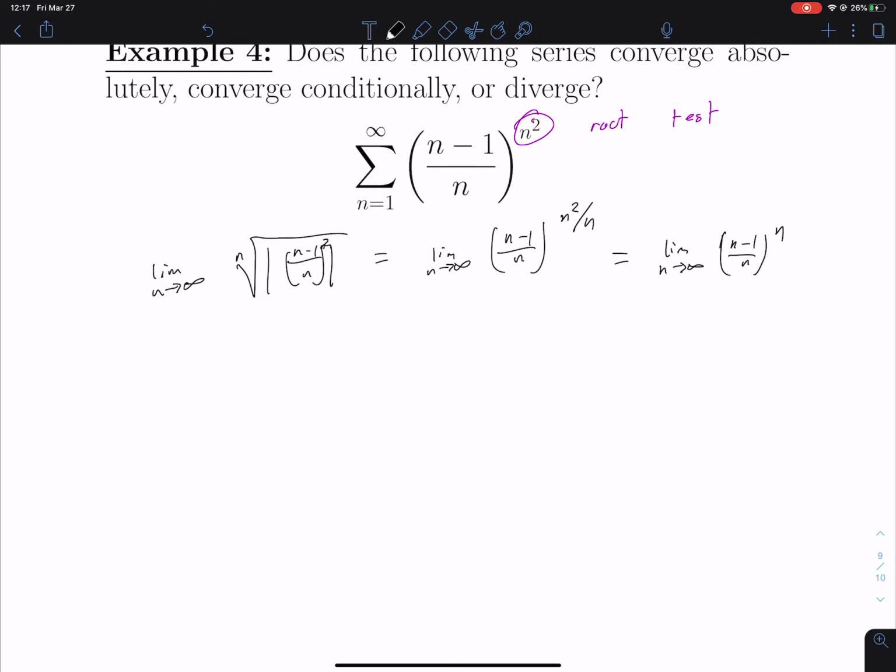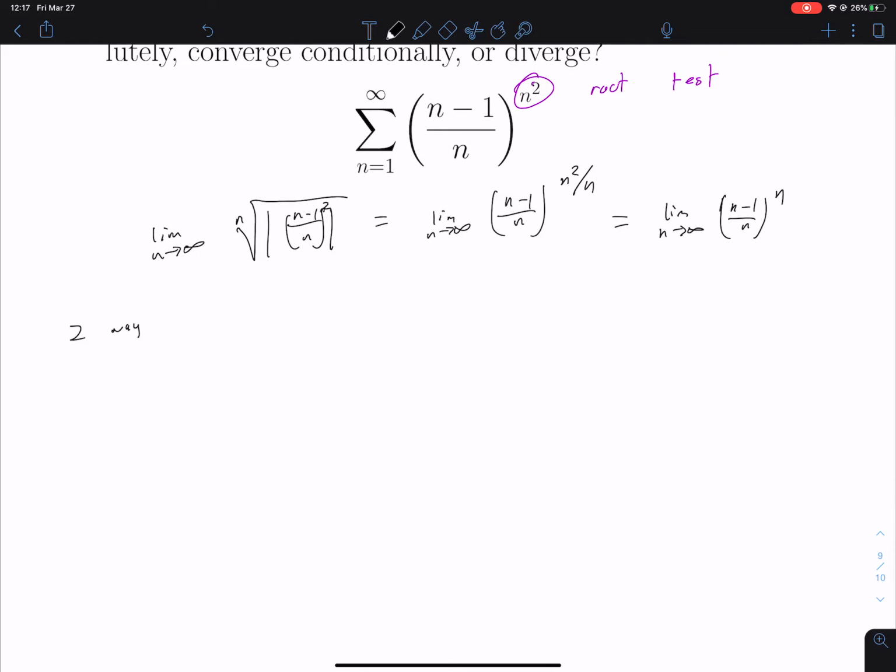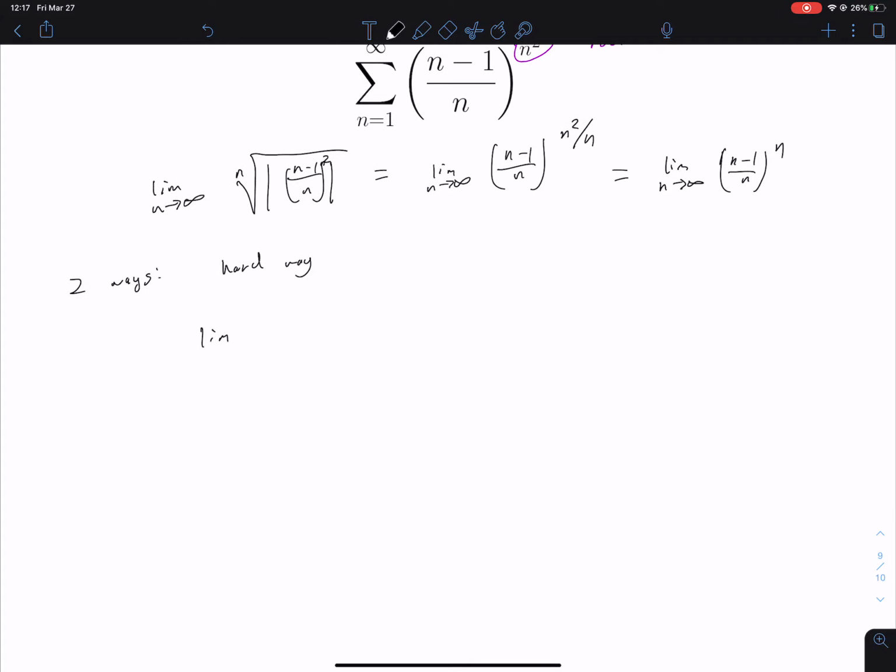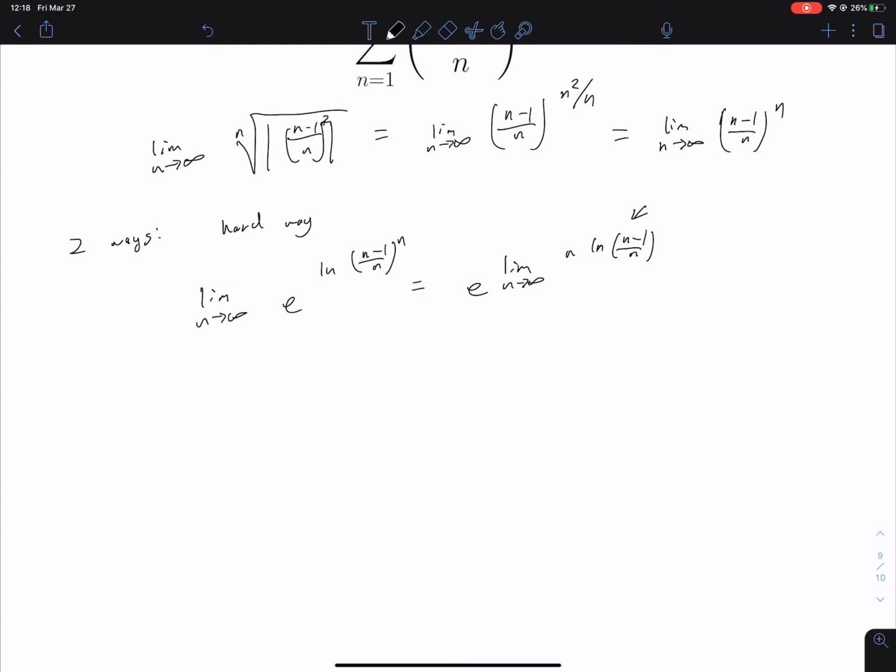Okay, now here I've got two ways. This is the hard way. The thing we don't like is, once again, that exponent. So I'm going to throw in the e to the natural log. Pull the e to the front. Okay, this is infinity times 0 because n minus 1 over n goes to 1, and so this piece is 0. I don't like that. So in order to be able to L'Hopital's rule it, I will flip over the n.